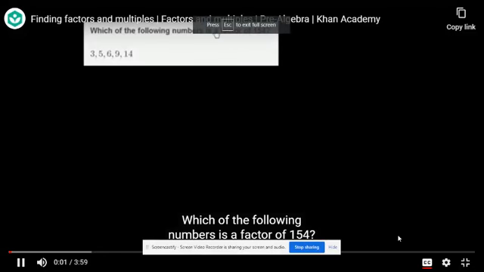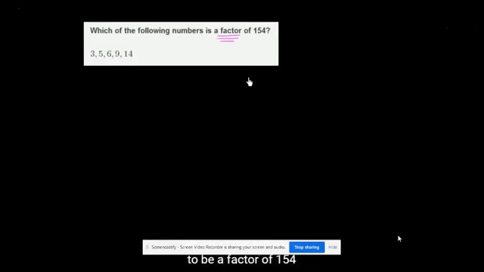Which of the following numbers is a factor of 154? So a number is going to be a factor of 154 if we can divide the number into 154 and not have a remainder. Or another way of thinking about it, a number is a factor of 154 if 154 is a multiple of that number. So let's look at each of these and see which of these we can rule out or say is a factor. So does 3 divide evenly into 154? Or another way of thinking about it is 154 a multiple of 3?